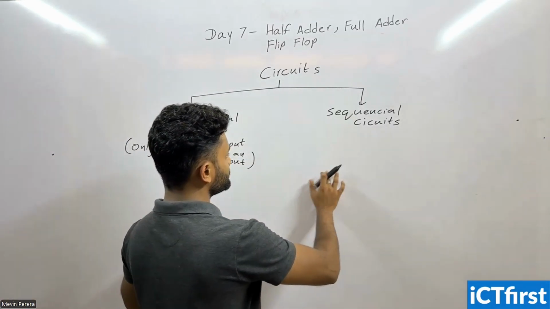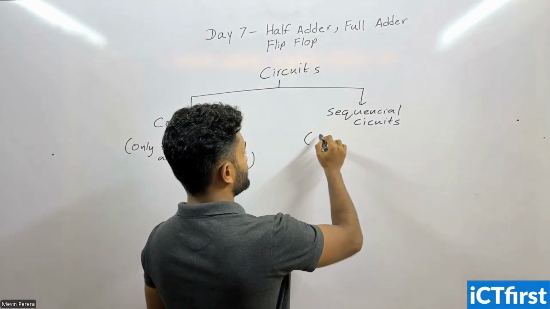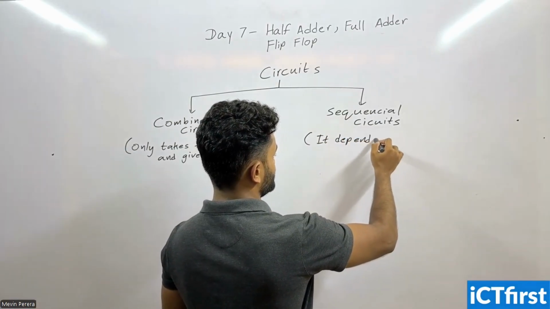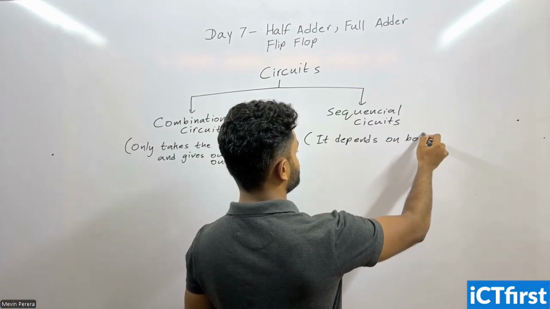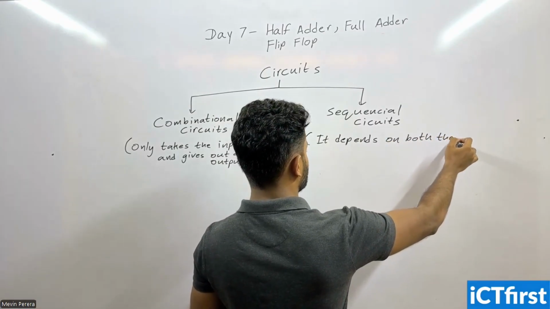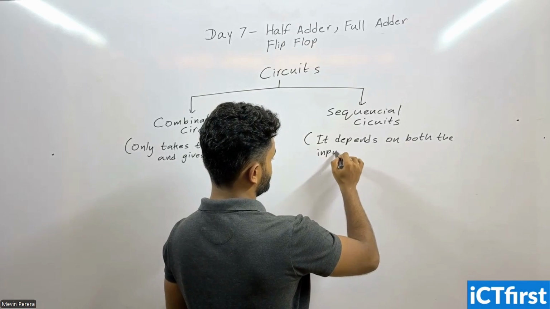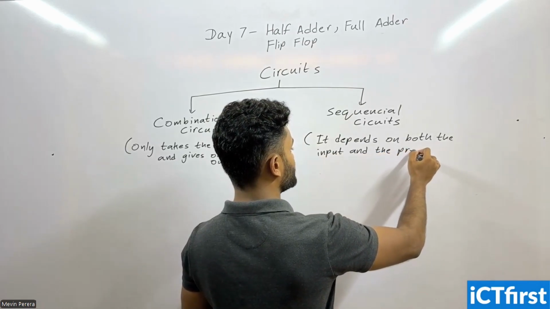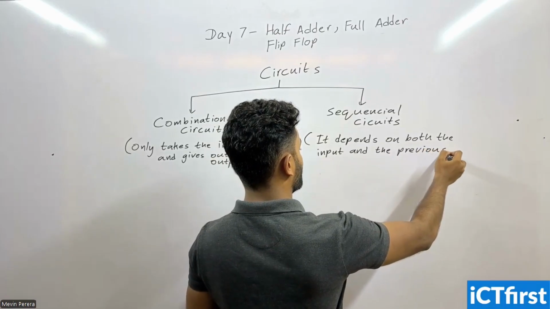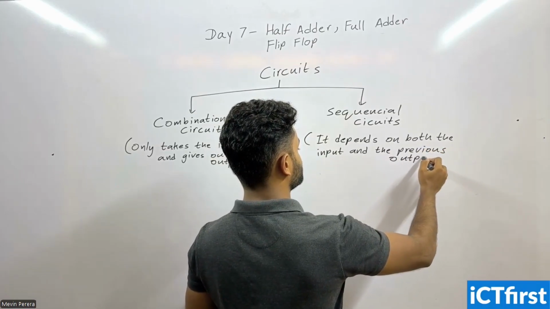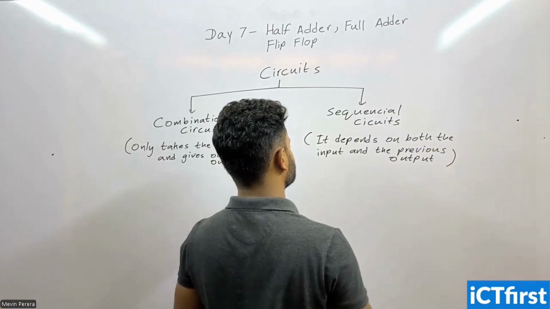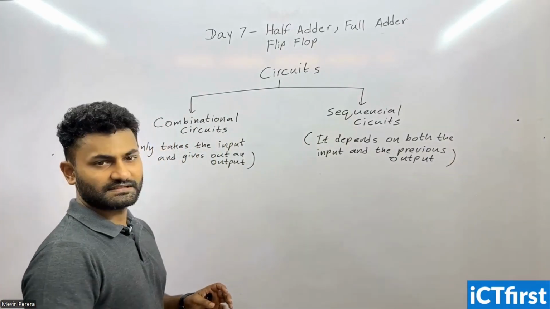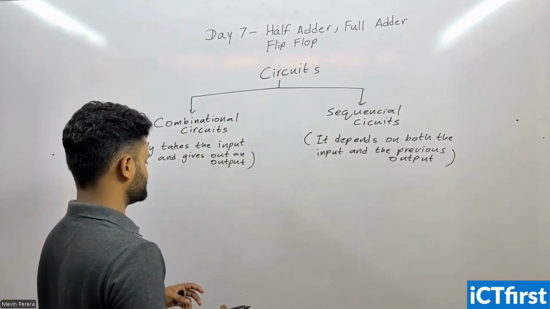Now, sequential circuits depend on both the input and the previous output. Let me draw a simple structure and try to explain this.